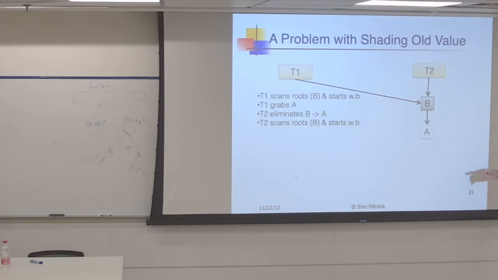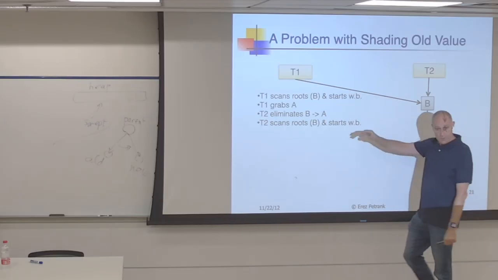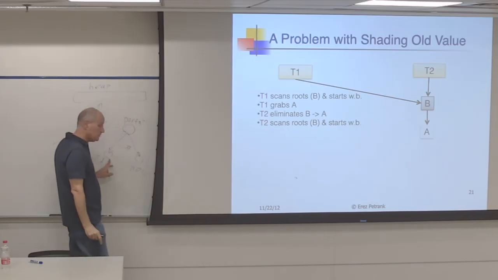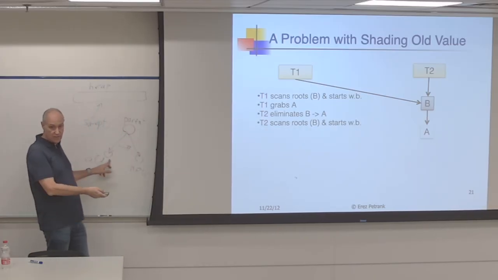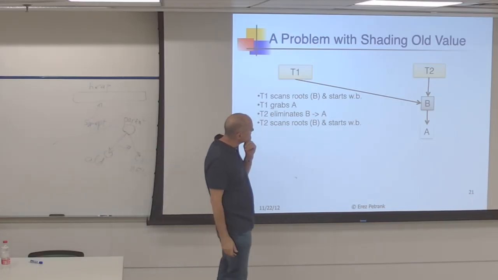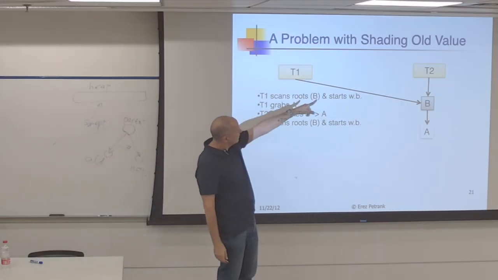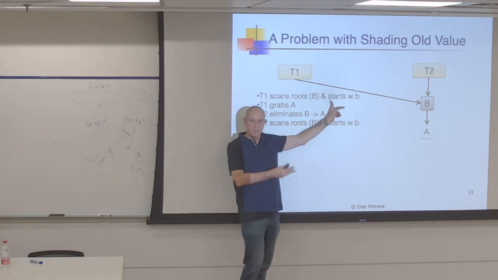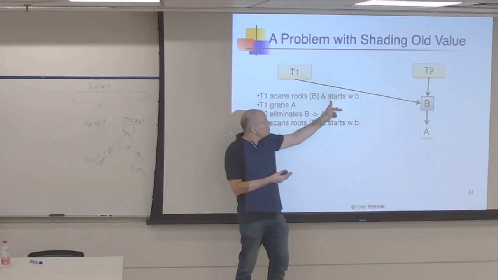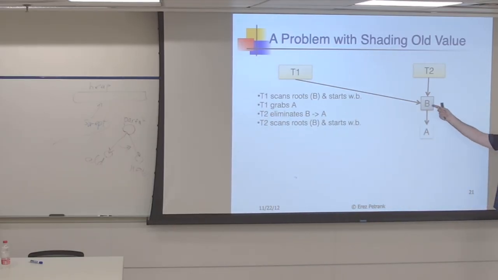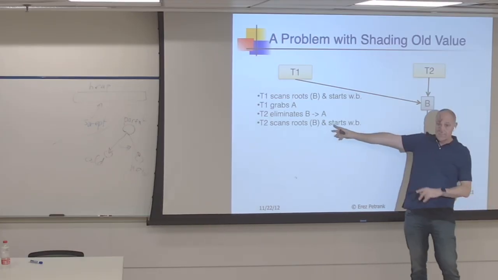Okay, so the first thing we're trying to do, we'll do the old example. It will be good if we just shade the old one. I'm now trying shading the old object and seeing if it works. So here's an example. We're shading the old value. T1 scans the roots and starts. T1 responds, so it then shades whatever is reachable from it, and then it starts to do the write barrier. T2 has not yet done so.